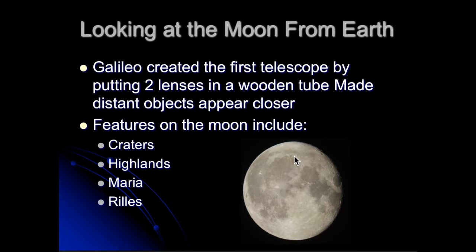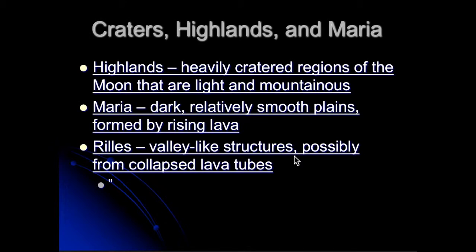So Galileo first made a telescope by putting two lenses in a wooden tube, and this made distant objects appear closer. From this, he was able to study the different features on the moon, including craters, Highlands, Maria, and Rilles. So Highlands are these heavily cratered regions of the moon that are very light in color and mountainous. Maria are the dark and relatively smooth plains, and they're formed by rising lava, so this was back when we had volcanic activity on the moon. And Rilles are valley-like structures, possibly formed from collapsed lava tubes.